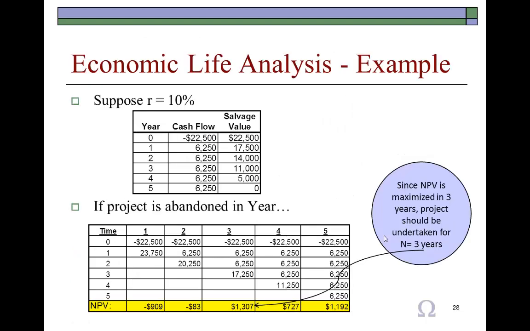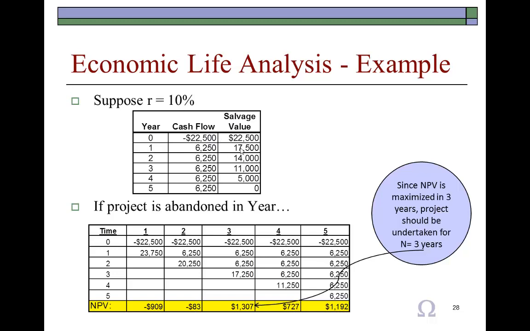Now then, the next issue here is economic life analysis. Some call it abandonment value analysis, which is a way of trying to determine the optimal life of an investment. Say, for example, we have this 5-year investment here, promising to return $6,250 each year for the next 5 years. The cost today, though, to invest in it is $22,500. So now we have a choice, actually a bunch of choices.